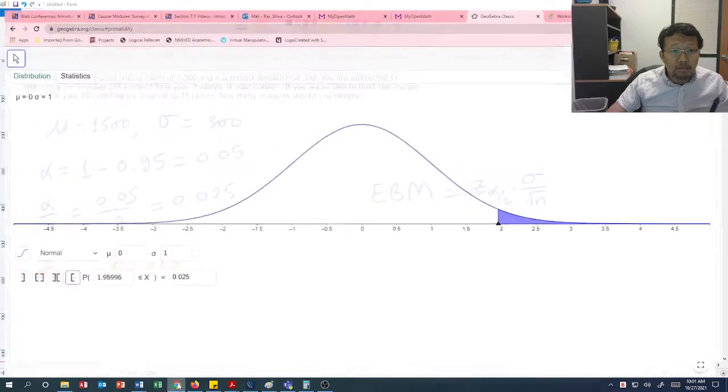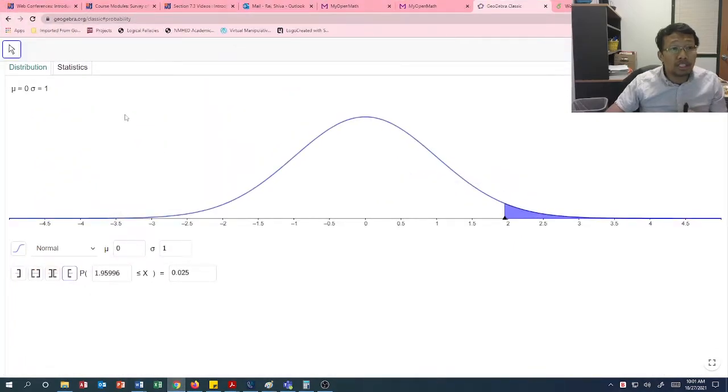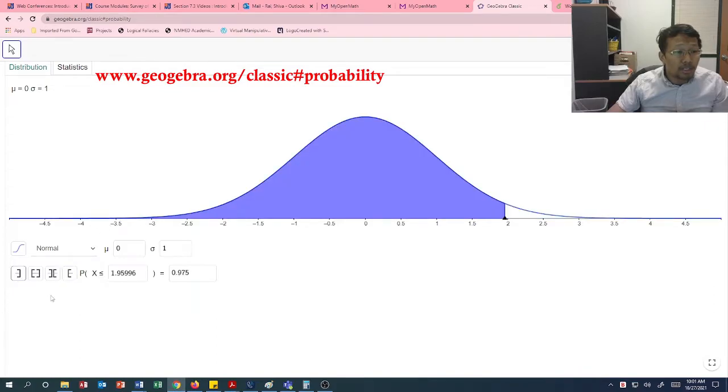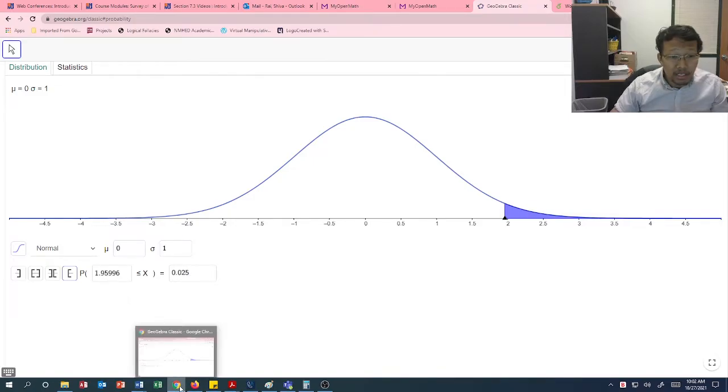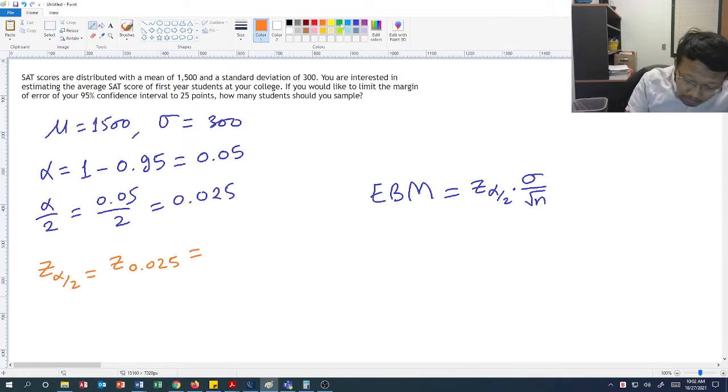So now let's head over to this website, geogebra.org/classic-probability, and then let us go for the left tail or right tail and choose the numerical value. Let me go for the right tail, and in this space you write down 0.025, and then you can see that this value is 1.96. This is the 0.025 area, right? So 1.96, let us write that down.